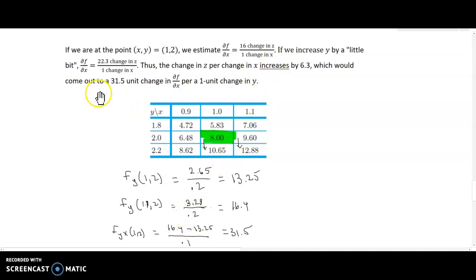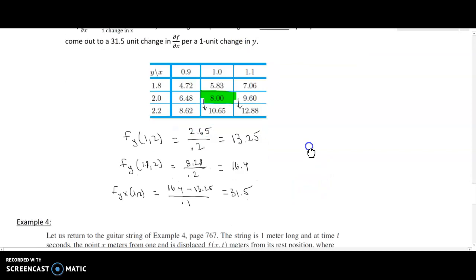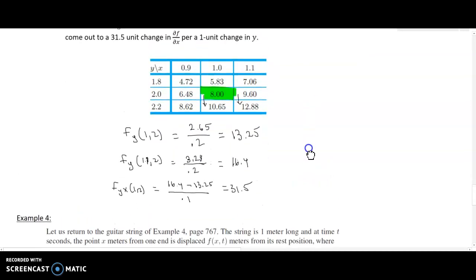3.15, which would come out to a 31.5 unit change in df/dy per a 1 unit change in x. So that's what I mean by similar interpretation. Let's put this into the context of a problem.